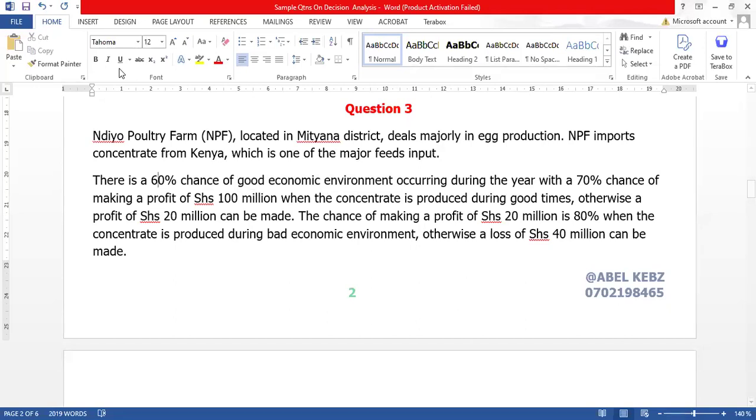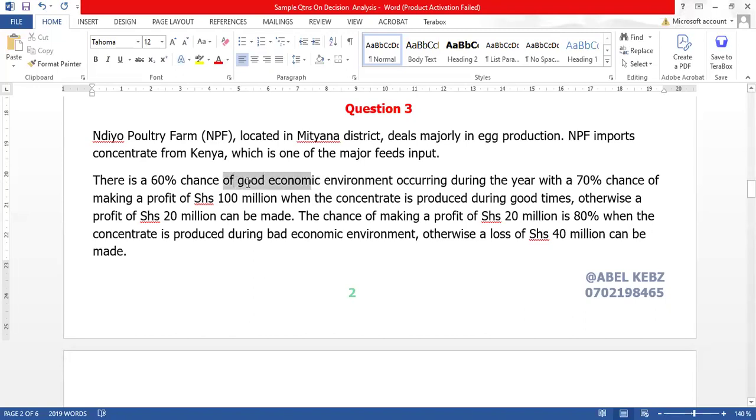And that 40% is representing what? If they are telling you 60% is the chance of a good economic environment occurring, then it means that 40% is the chance of a bad economic environment. They will not tell you that. It's for you to know that if they have not given me the other percentage, the other percentage is for a bad economic environment. Okay, so let's move on.